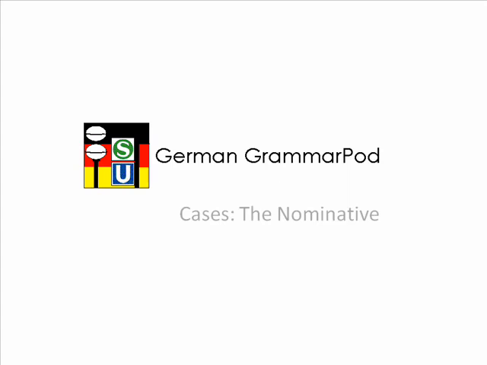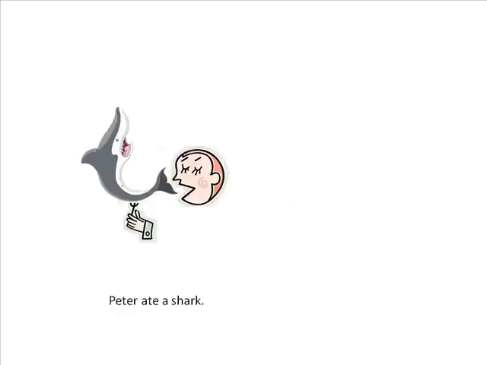Today we're going to be looking at cases, in particular the nominative case. A case is a way of showing what role a word is playing in a sentence. In English we do this with word order. So in the sentence, Peter ate a shark, we know that Peter is doing the eating and the shark is being eaten, because Peter was the first word and the shark was mentioned after the verb.